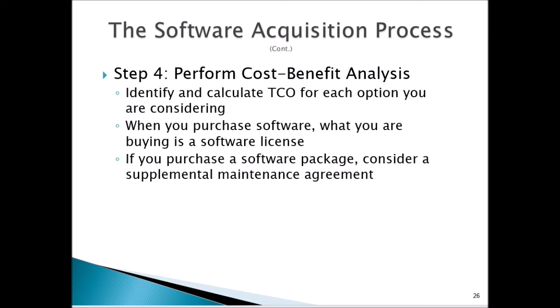Step 4. Perform a cost-benefit analysis. Identify and calculate TCO for each option you are considering. When you purchase software, what you are buying is a license, and that is very true. They'll give you the executables and the installers. If you purchase a software package, consider a supplemental maintenance agreement, and that's a good idea as well. So remember then, TCO is the total cost of ownership.